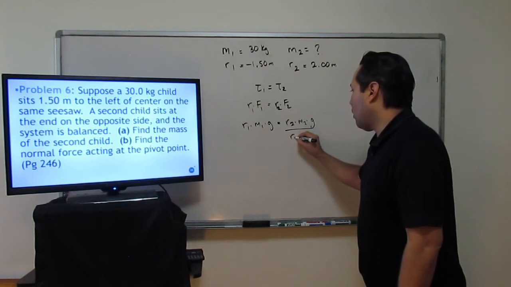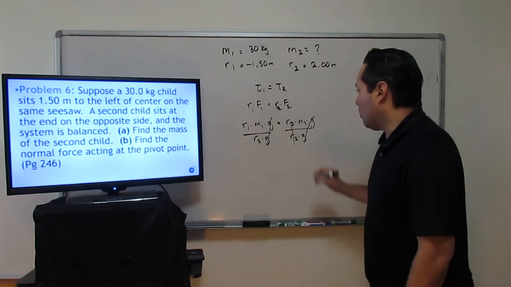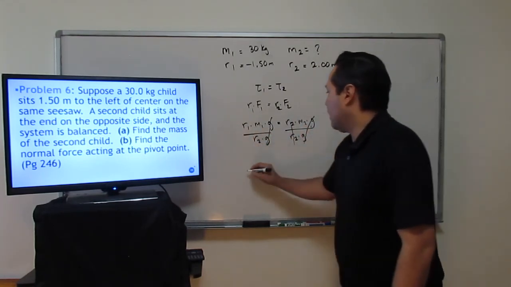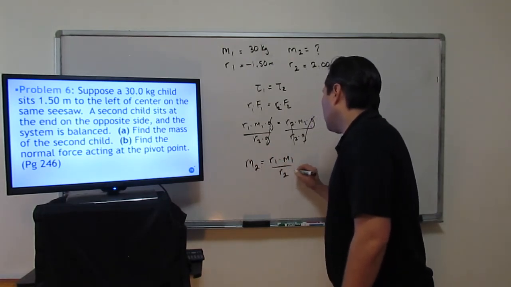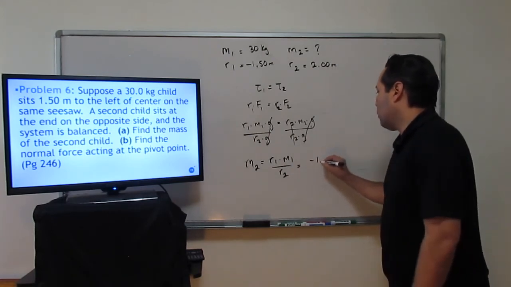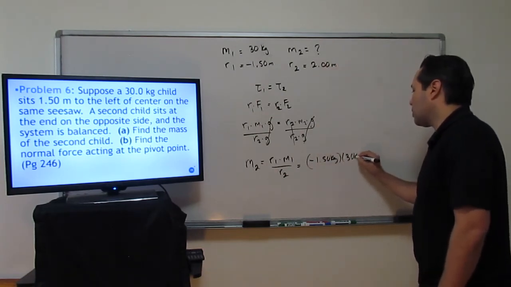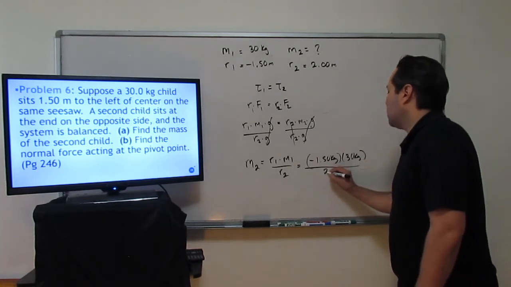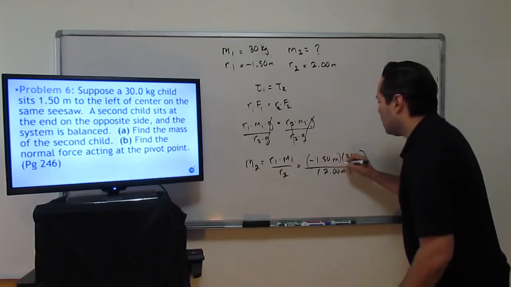So we're going to divide by R2 times G on both sides. The G gets canceled out on both sides. So M2 is really R1 times M1 over R2. That will be our formula. Let's plug in the numbers. So it's going to be negative 1.5 multiplied by the mass, which is 30 kilograms, over R2. R2 is going to be 2 meters. And pardon me, that's not kilograms, that is meters. And there we have it.